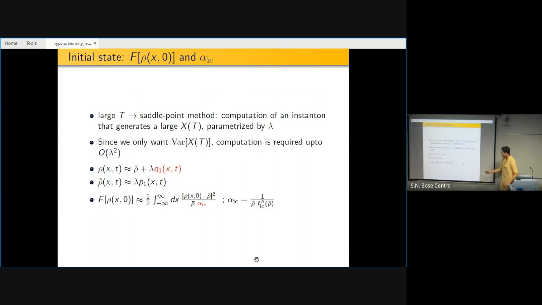Because what I have done here is that this capital F is just the integral over x of small f. Small f is essentially the free energy per unit length, and this is the integrated free energy. So you expand this f of rho around rho bar to quadratic order, and then you essentially get this. And alpha IC again is, by definition, the compressibility factor. So this is how alpha IC enters the problem.